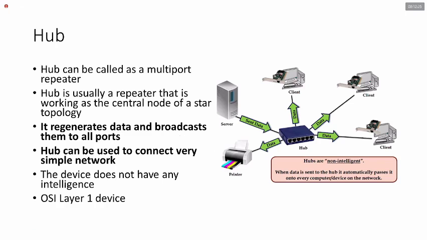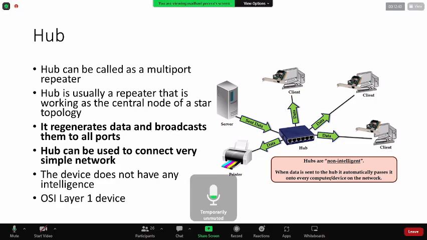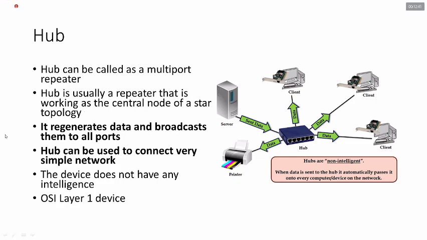Then we come to one of the main network devices that we use today, which is called a hub. We didn't discuss anything about the hub that day; I think I stopped at the repeater. A hub can be called a multi-port repeater. Let's take this example where you have a hub and several devices connected: a printer, a server, and some computers.